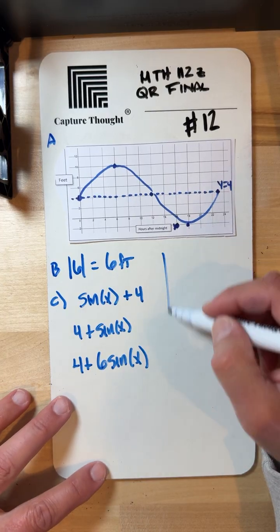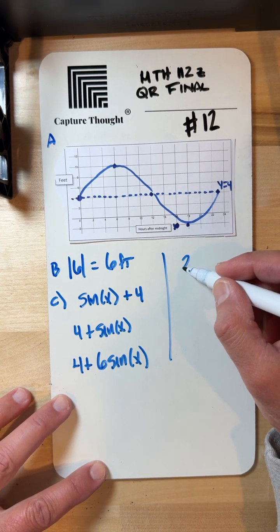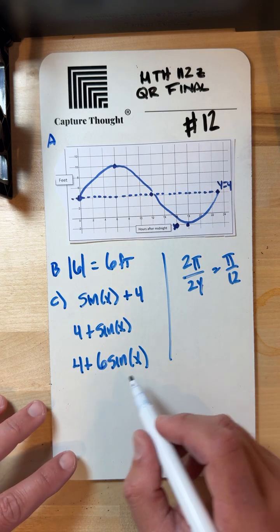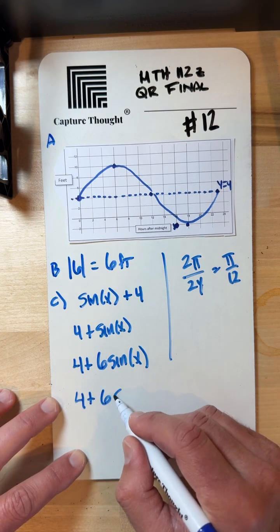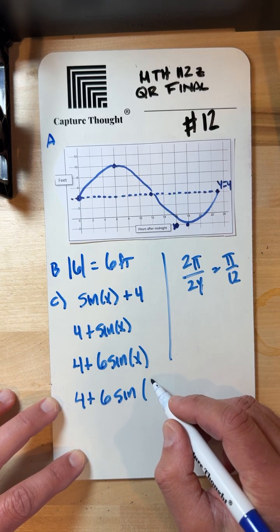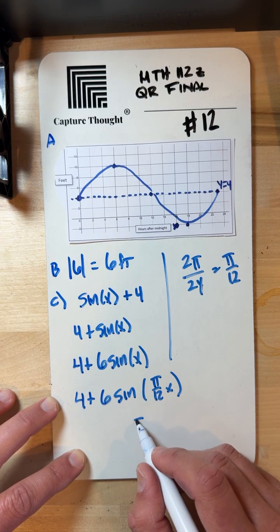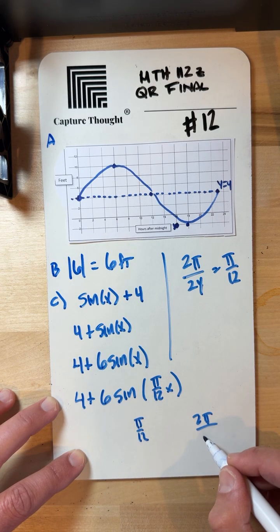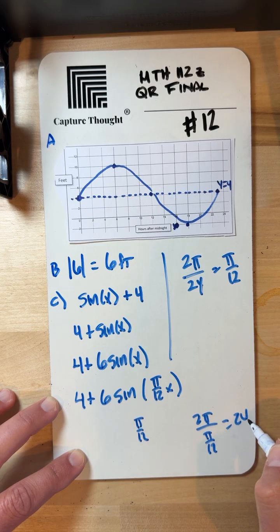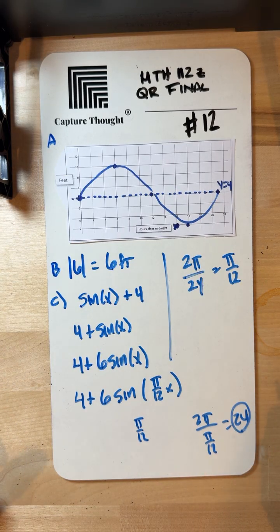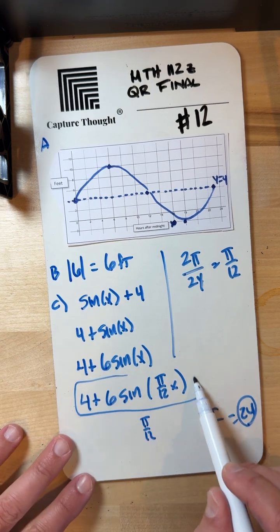Then we need the period. Well, the period is 24. So if I take 2 pi and divide it by 24, then I get pi over 12. So that goes here. So 4 plus 6 sine of pi over 12 x. Now check that. If I factored this pi over 12 out, and I did 2 pi divided by pi over 12, notice I would get 24, which is the period that it takes this particular sine curve to complete one full cycle. So the right answer that we're looking for is this one right down here.